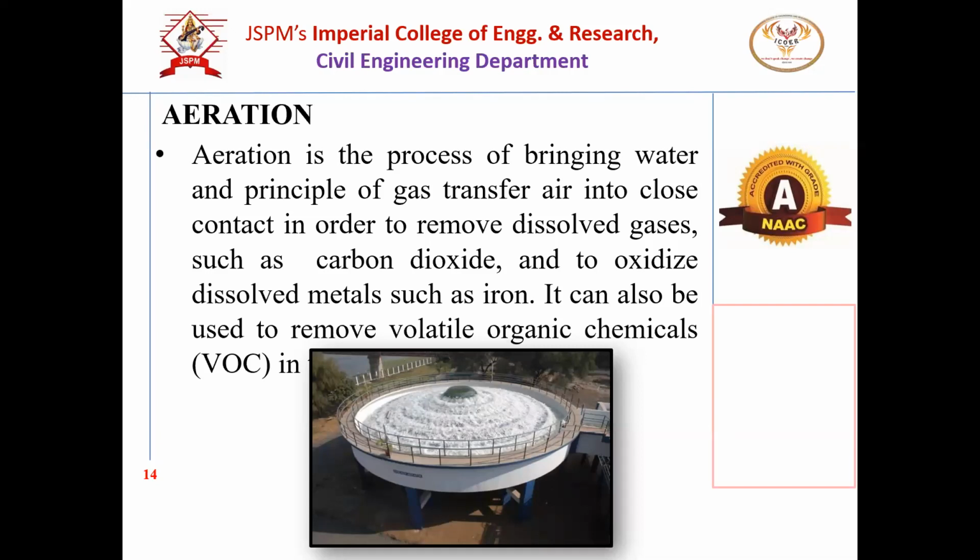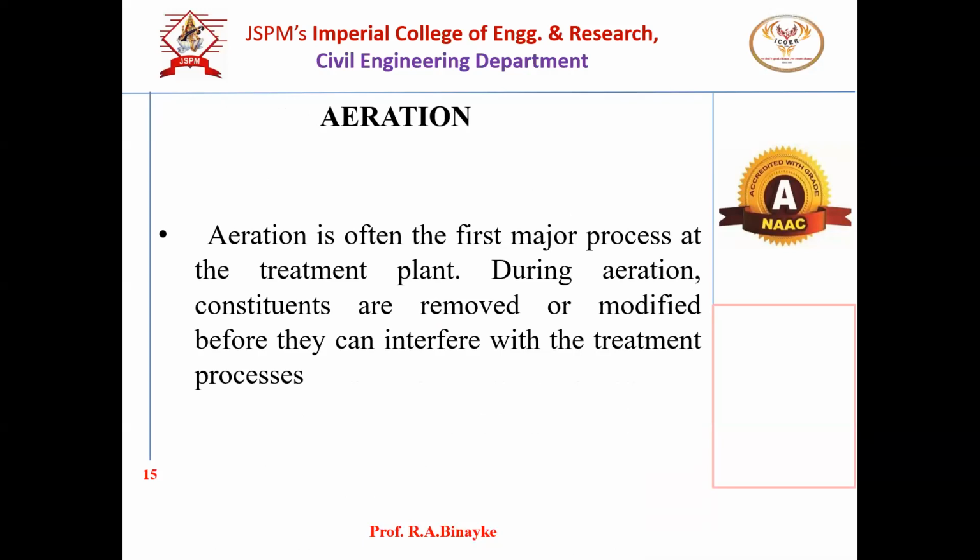What are the objectionable gases? Carbon dioxide, as I've told you, and H2S, which creates lots of odor. Those gases are to be removed, and we also have to oxidize some metals like ferrous as well as manganese. It can also be used to remove volatile organic compounds. Volatile organic compounds means micro compounds which may be objectionable in the raw water you have collected. So we have to focus on this. By this image, I hope you understood.